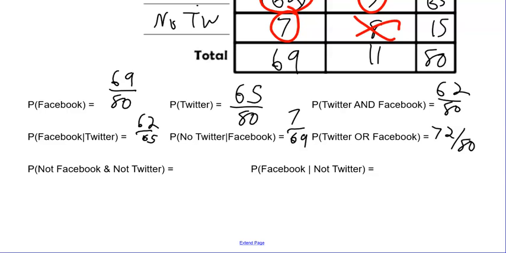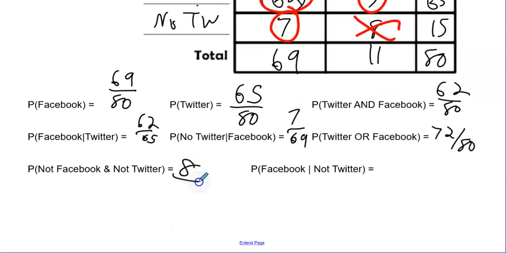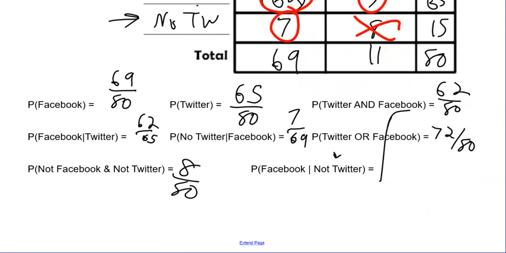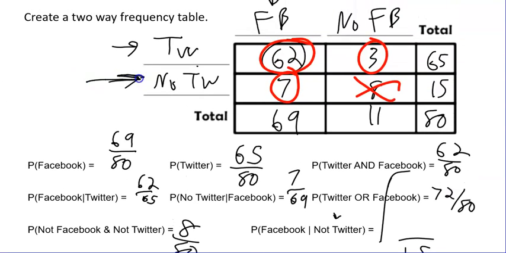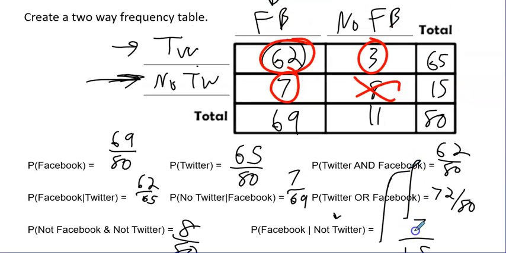Now how about not Facebook and not Twitter? Well, that's just looking at the no, no. That's the one we crossed off. So that's 8 out of 80. And this is that special one. We're going to look at this one first. So not Twitter. So no Twitter is right here. We find the total, 15. That's our denominator. And in that same row, how many people have Facebook? So in the same row of no Twitter, there's 7 people with Facebook. 7. That's it.